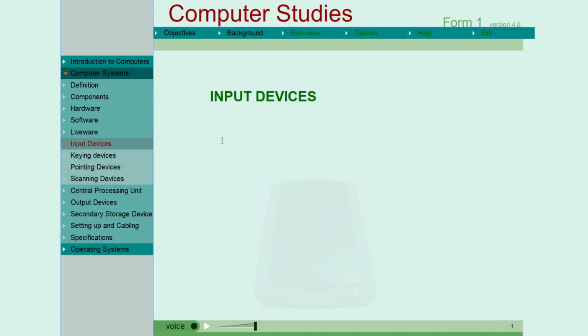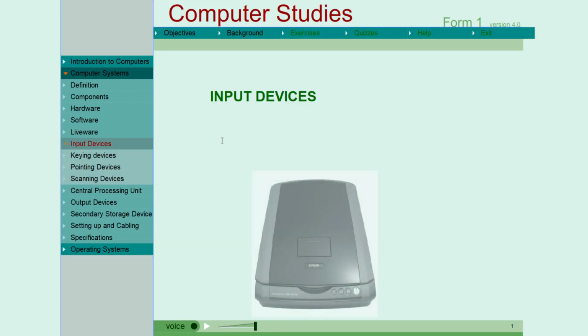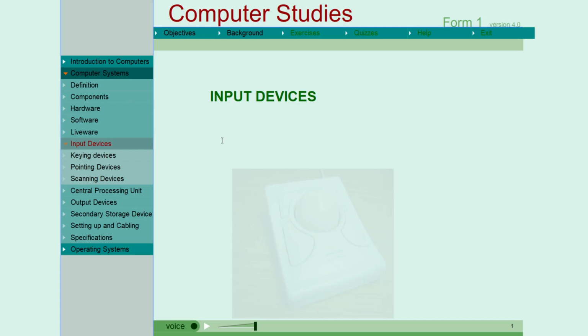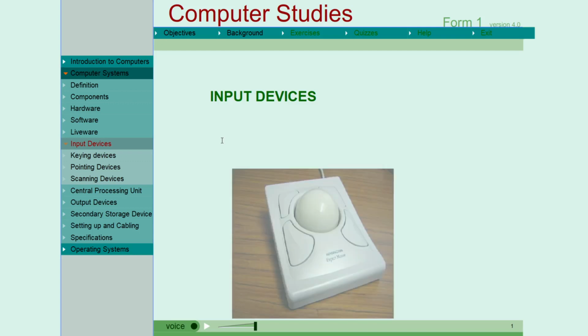Input devices capture and convert human-readable data into computer-readable form. They are classified into 5 categories according to the way they capture data, namely keying devices, pointing devices, scanning devices, speech recognition devices, and digital devices.